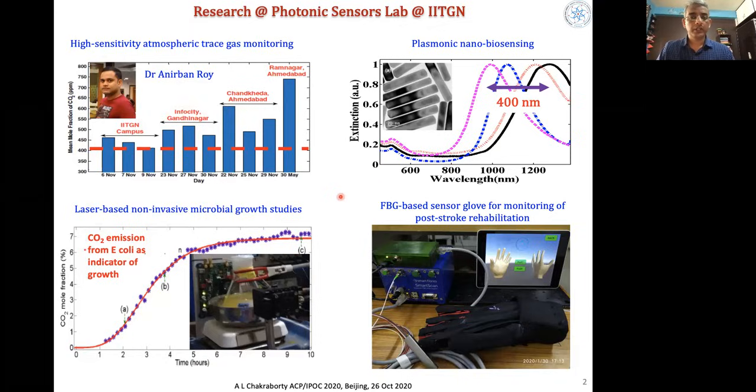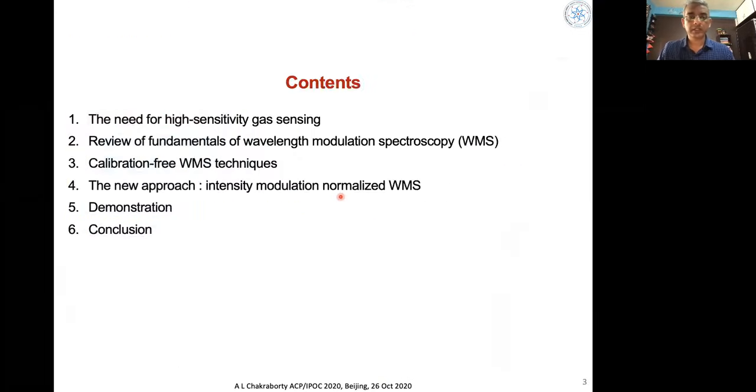Okay, why do we want to do this? So here is the content of the talk. We'll talk about the high sensitivity, the need for such measurements. We'll review the WMS technique. We'll introduce the concept of calibration-free measurements that will allow me to then talk about the specific technique that we've just introduced, and we'll show you demonstrations of actual field measurements with that technique. And then I'll draw the conclusions and hopefully convince you that this method has some merit.